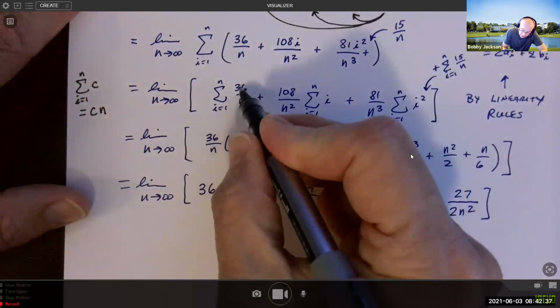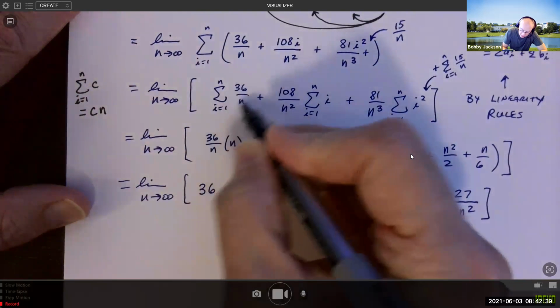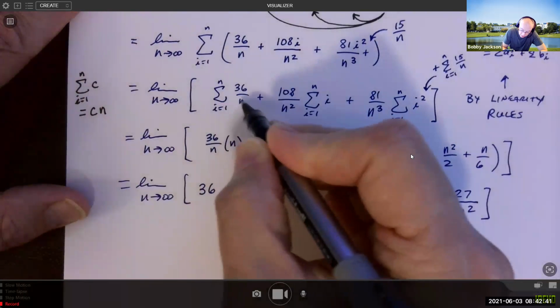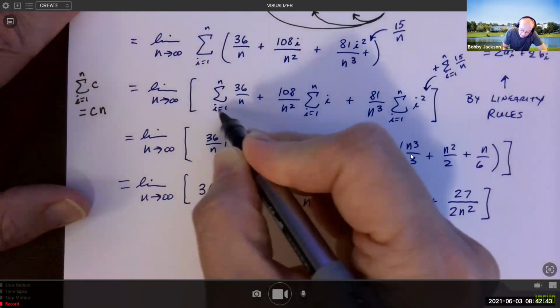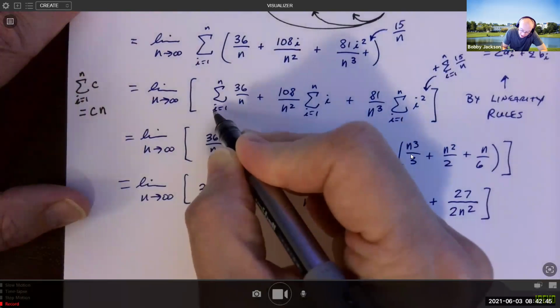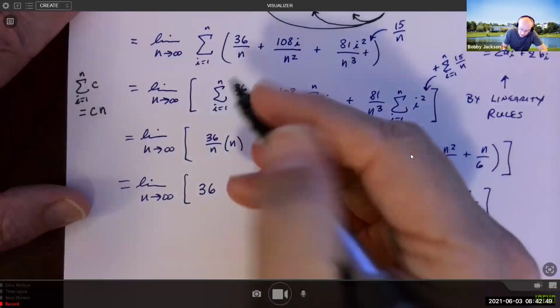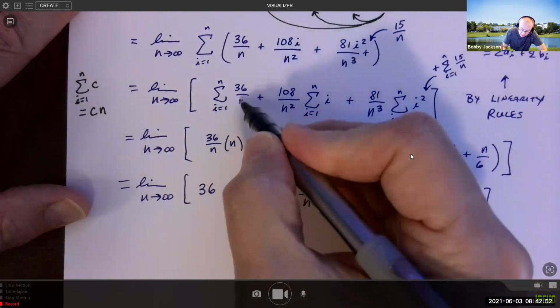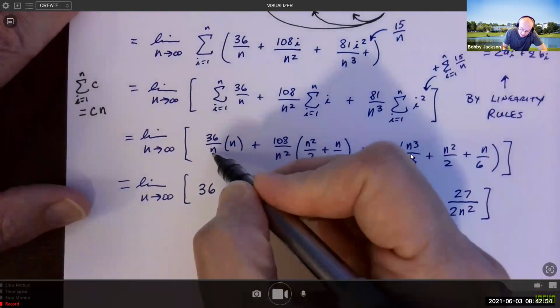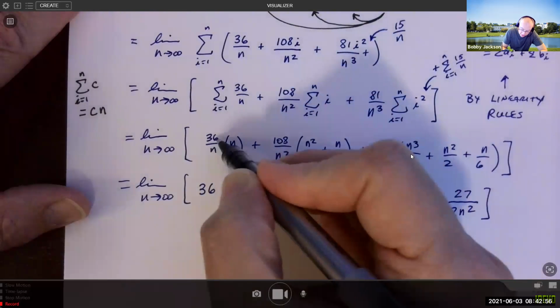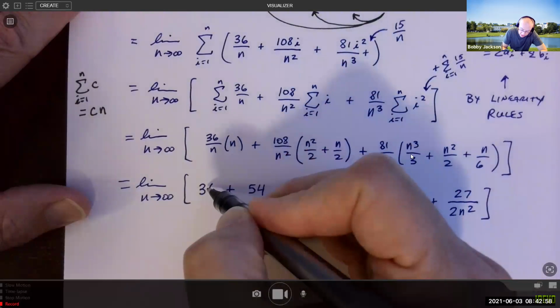So this will be 36 over n is the constant, right? It's constant because n is not the variable in this summation. You think, hey, isn't that a variable? But the variable in this summation is i, right? i is changing from 1 to n. So for fixed n, we can evaluate this expression. So 36 over n is a constant times n. Of course, we know what's going to happen there. 36 over n times n is going to give me 36, right?